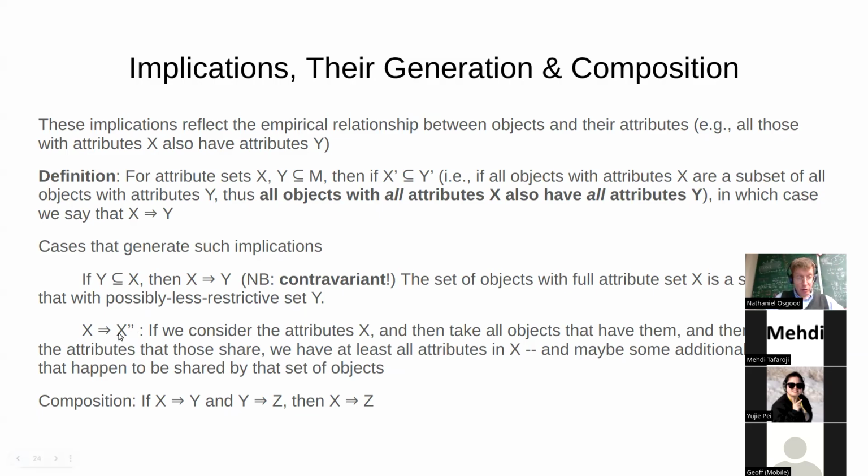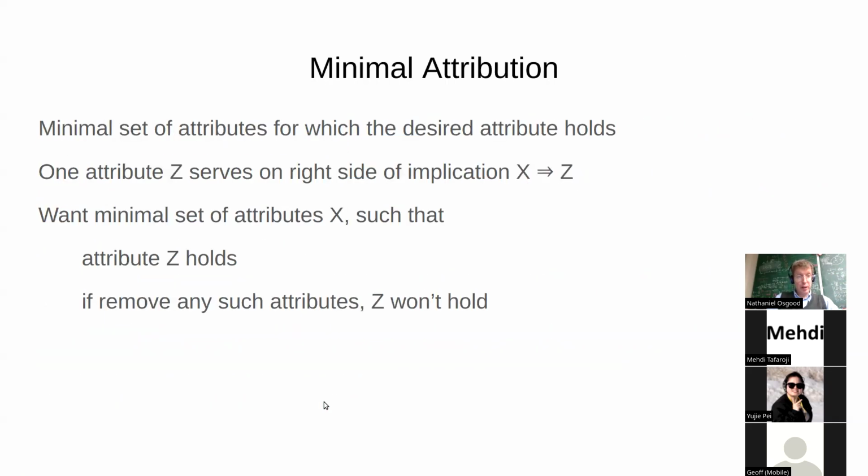That's why these sets of attributes hold. We know these sets of attributes hold. So if this set of attributes x holds, then x double prime holds. More than that, I should remind you of categorical structure here. It's just yearning to be identified. We have composition. If x implies y and y implies z, then x implies z. Okay.